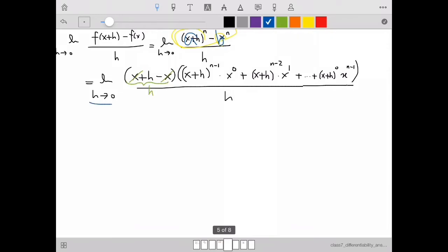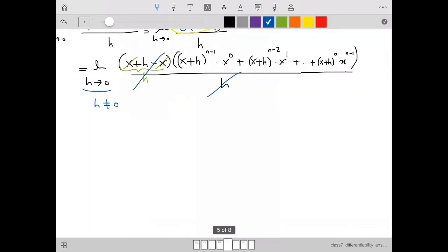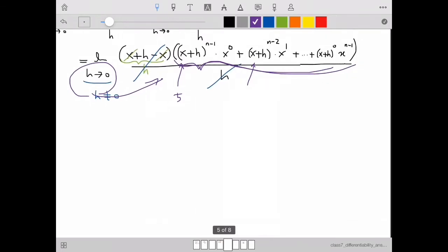Then since h is approaching 0, h is not 0, so I can divide h and h. Then what I get is a nice polynomial. x is fixed. x doesn't move. What moves is h. You can think of x like the number 5 and h is what is moving. Then we get a polynomial in terms of h, and a polynomial is continuous everywhere. So to compute the limit, we can do direct substitution.